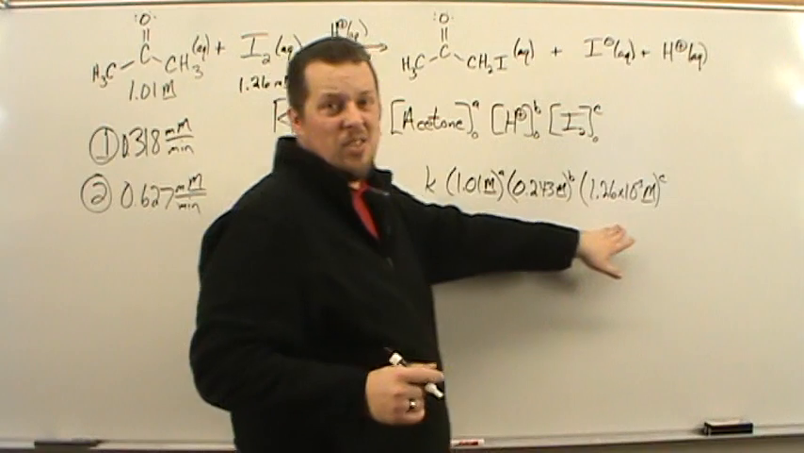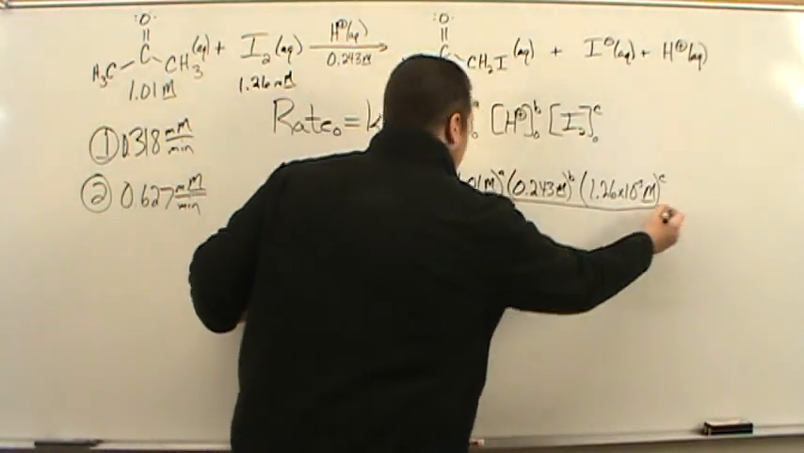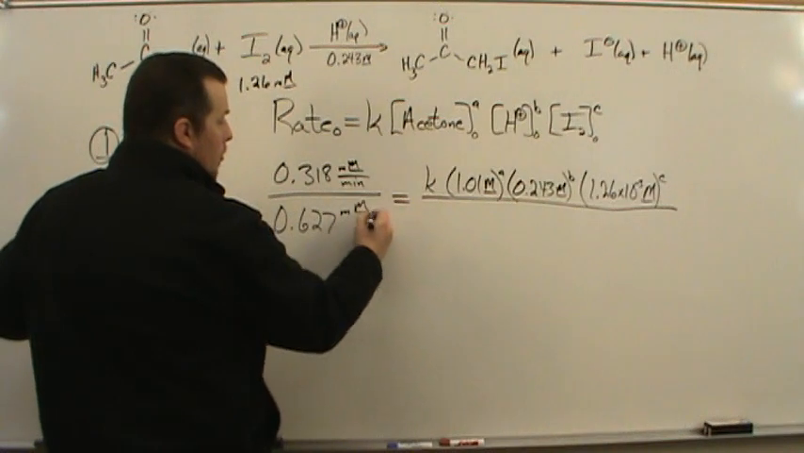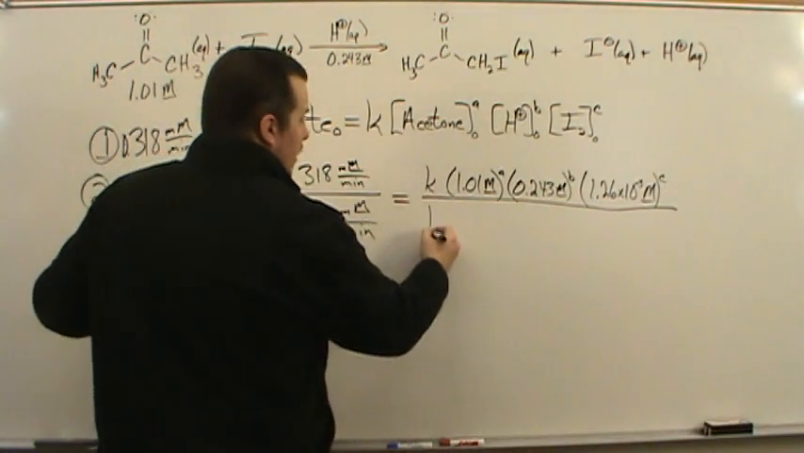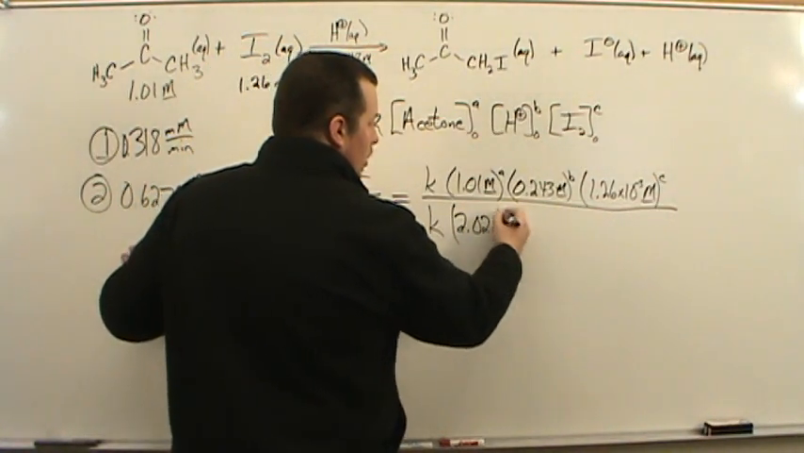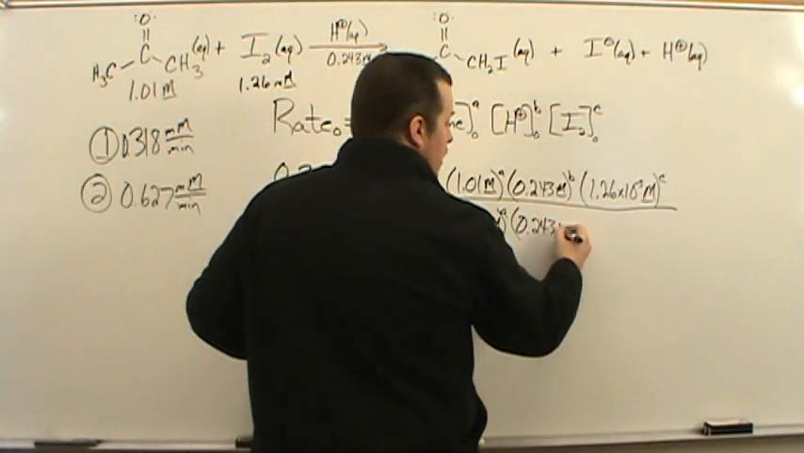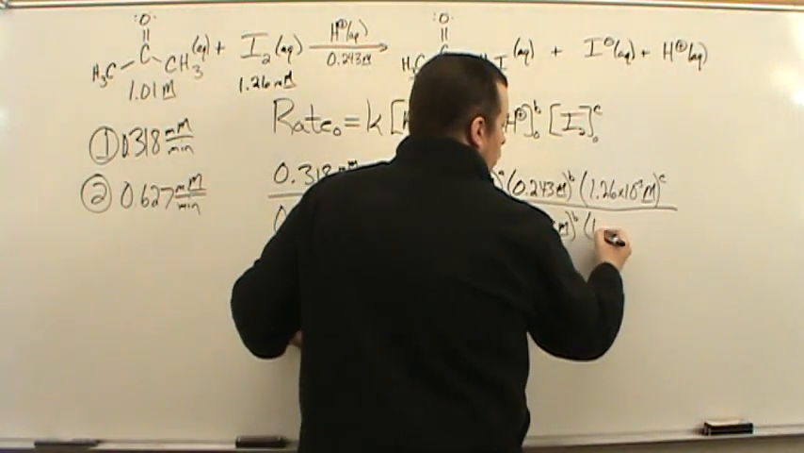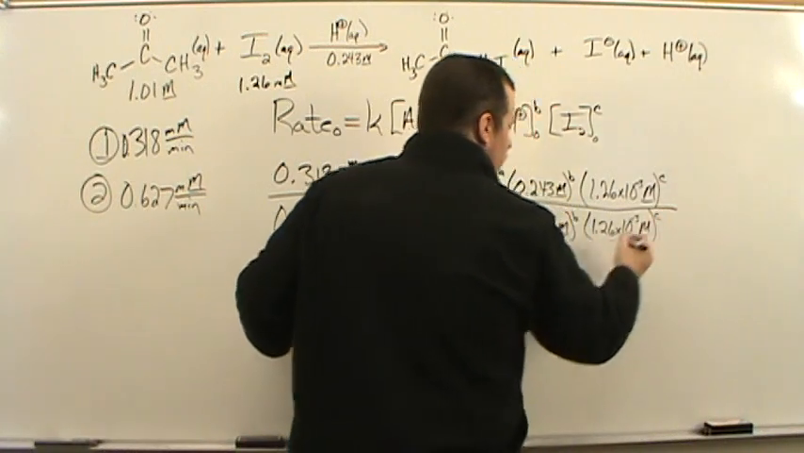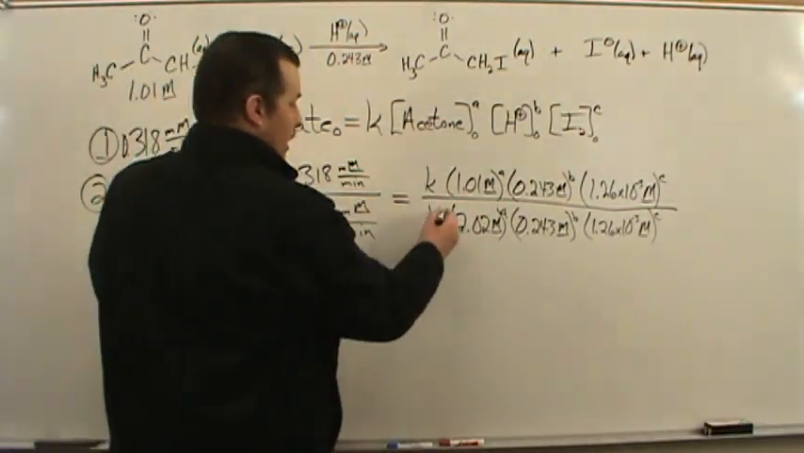To make things easier in this treatment, I just converted millimolar to molar. For the second run, we said the rate was 0.627 millimolar per minute. K, we doubled the concentration of acetone, the A, and the rest of the concentration stayed the same. So 0.243 molar, 1.26 times 10 to the minus 3rd molar to the C. So now that we've got our ratio set up, the reason we set these up is so that we can cancel K.